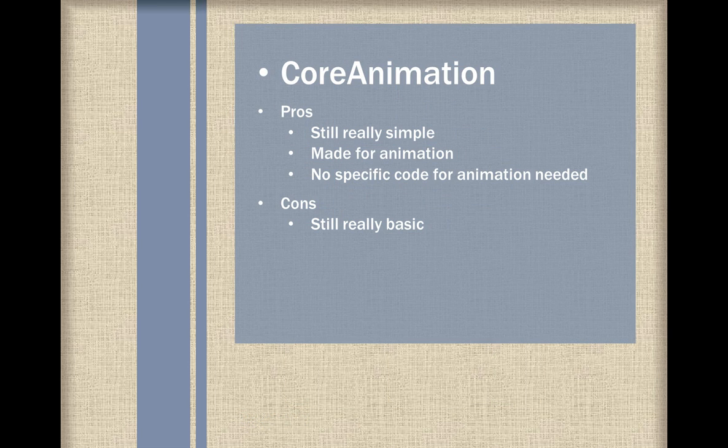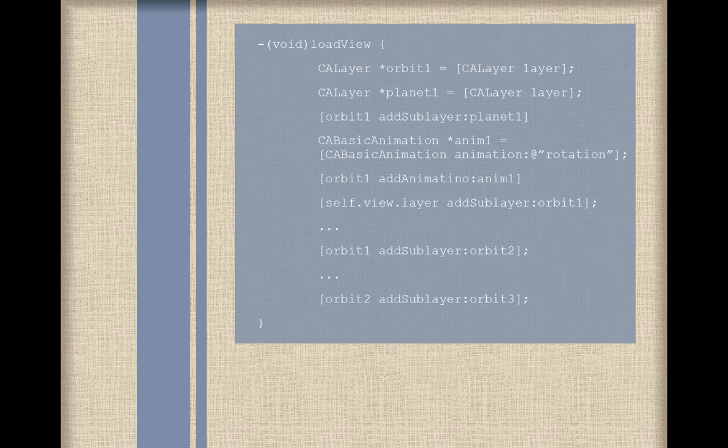So then I started looking at CoreAnimation. This is still really simple, it's made for animation, which is fun, but the main premise is there's no specific code needed for animation, so you give it a start point and end point, and then it handles the interpolation between them, whether you want it to rotate, just transform, anything like that. The only problem is it's still really basic, so you're stuck with 2D, you can't really do anything with light, and you can't really extend it particularly far beyond the images.